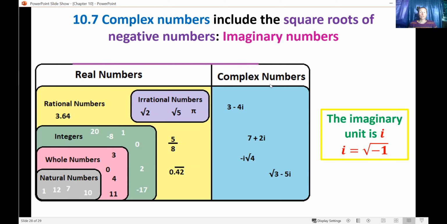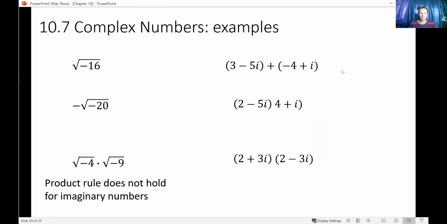Okay. So now we're going to start working with complex numbers and imaginary numbers. And they're not too complicated. You just have to keep your negative sign straight, really. So here are some examples. I'm going to show you how to write these using the imaginary unit i, and how to do multiplication and addition using that imaginary unit i.